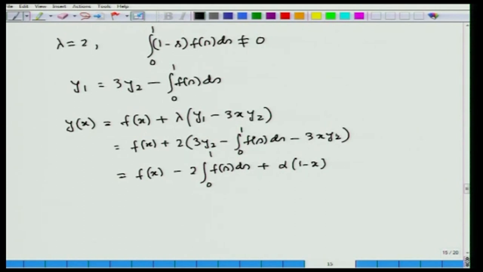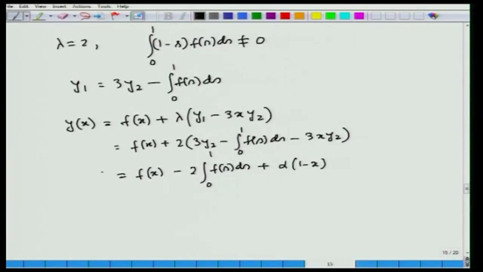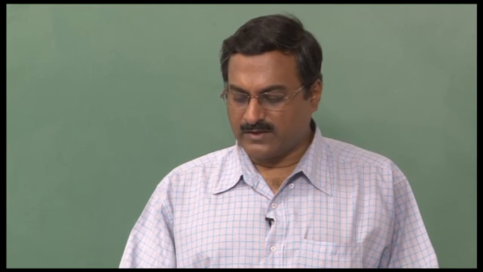And 6 y2, this y2 is an arbitrary quantity in this case for lambda equal to 2, so 6 y2 can be written as an arbitrary quantity alpha, and hence the solution is given by y(x) equal to f(x) minus 2 integral 0 to 1 of f(s) ds plus alpha times 1 minus x. In this case you can easily verify that for any non-zero value of alpha, you can get an infinite set of solutions for the given problem.